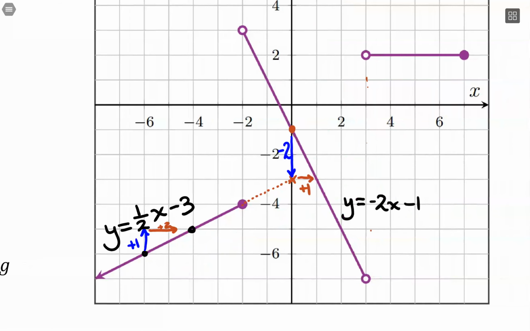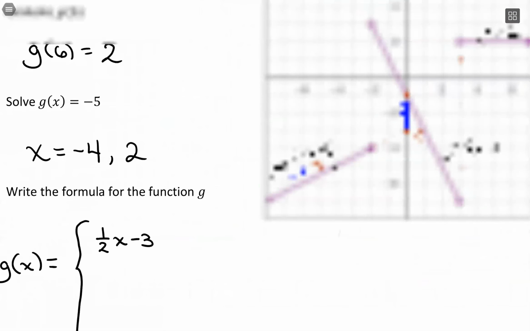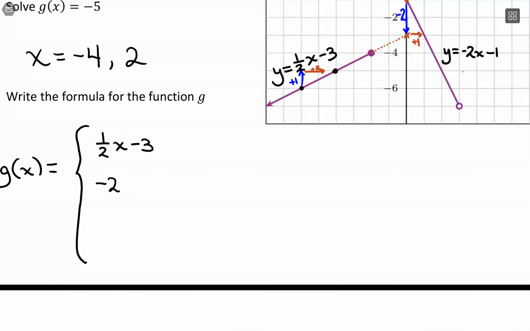And then this third line is just the constant, where the output is always positive 2. So there are my three functions: 1/2 x minus 3, negative 2x minus 1, and just positive 2.